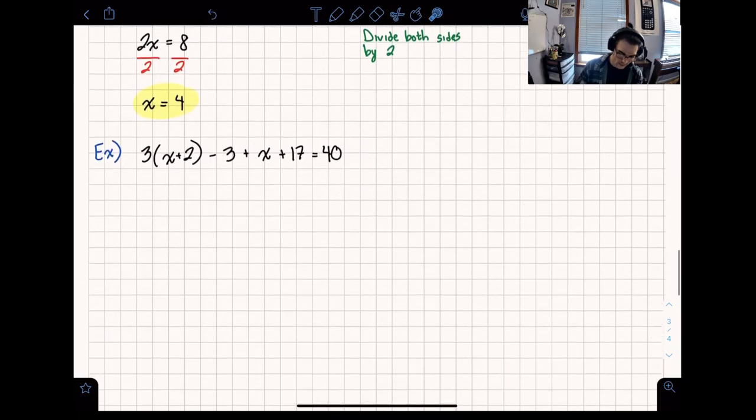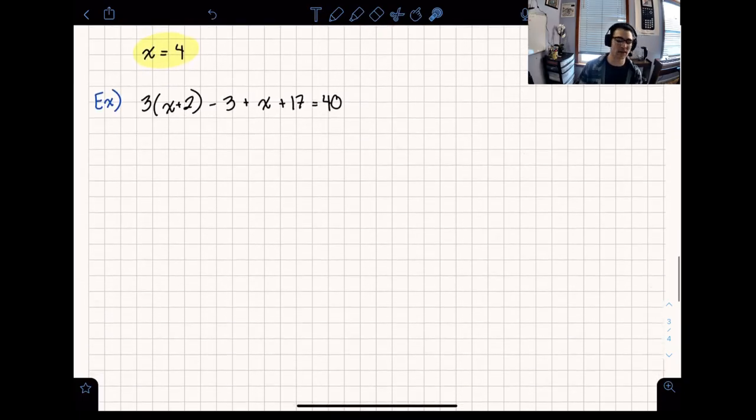And down here I have one last example written out. This one I did not work on yet because I was hoping we could do this one together. So let's dive right in.